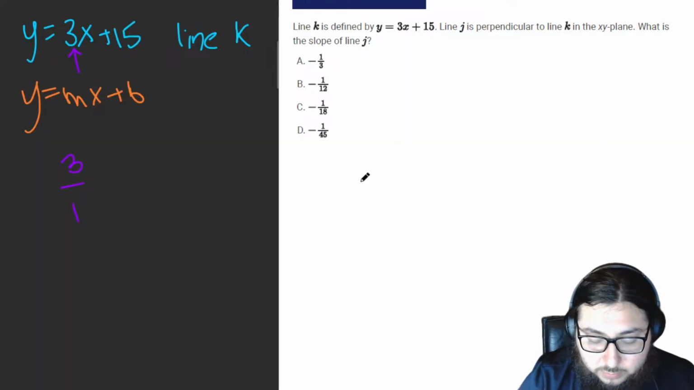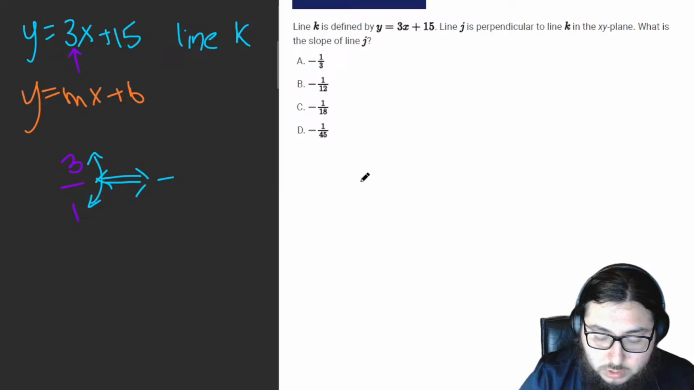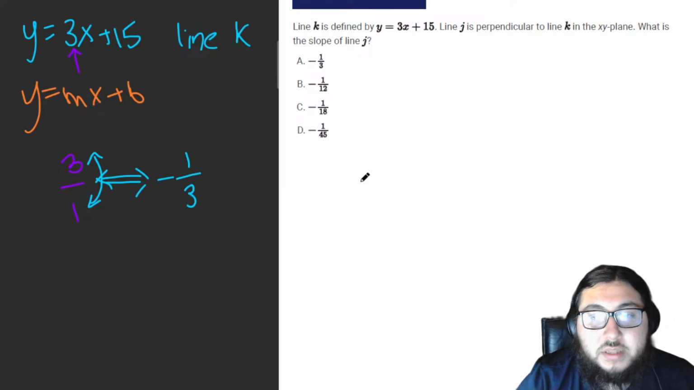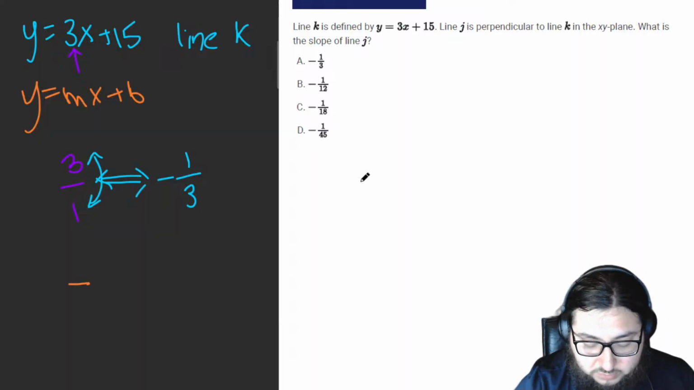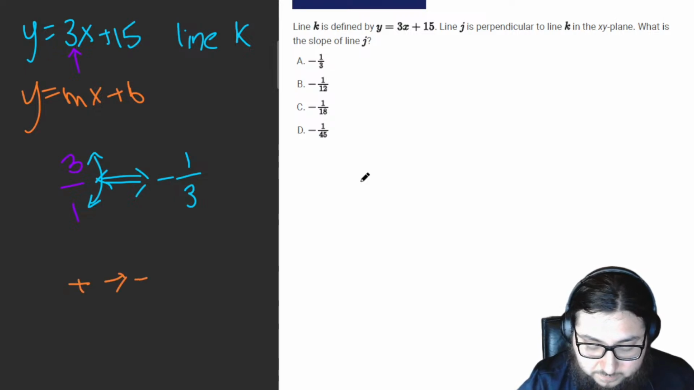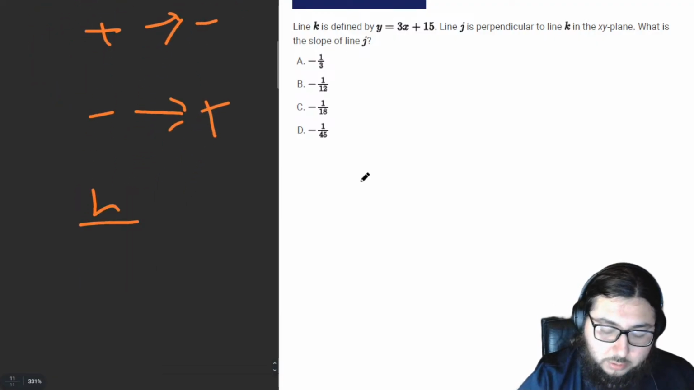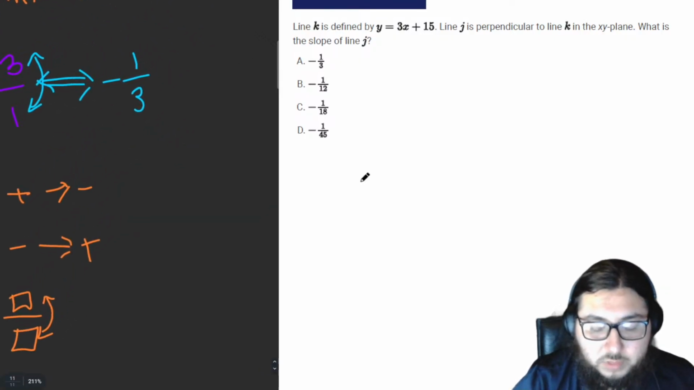So that means that we flip the sign, that's from positive to negative, and flip the numerator and denominator. So negative 1 over 3 is the slope of line J, because line J is perpendicular to K. So perpendicular lines have this pattern where you just flip the sign, positive to negative or negative to positive, and then you flip the numerator and denominator. So the slope of line J is just negative 1/3, which is A.